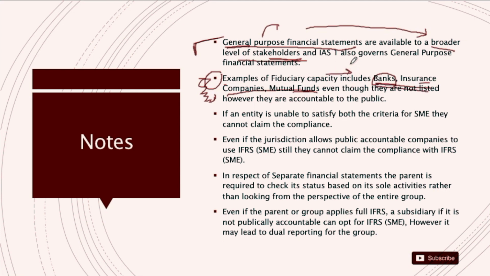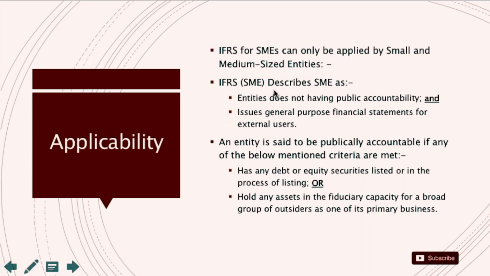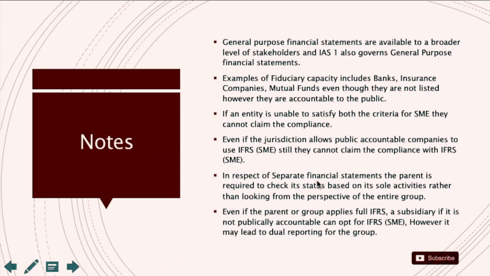I just discussed the disclosures. They should provide detailed disclosures to their stakeholders. That's why they put in this clause. IFRS for SMEs is applicable for SMEs, those who do not have public accountability and who issue general purpose financial statements. So IFRS for SMEs is applicable for general purpose financial statements. If an entity is unable to satisfy both the criteria that we discussed earlier, then in such a case they cannot claim compliance with the IFRS for SMEs.